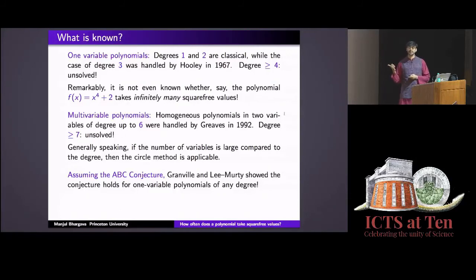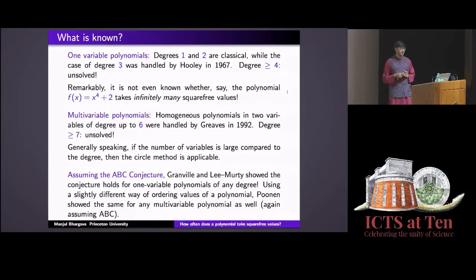For example, it does tell you for one variable polynomials that a one variable polynomial takes the correct density of square free values. So the ABC conjecture is very powerful, even though it looks kind of hard to penetrate. It has very, very concrete applications, this being one of them. For one variable polynomials, it tells you the correct density of square free values. So in particular, it not only tells you that x to the 4 plus 2 takes infinitely many square free values, but it tells you the exact proportion of values that are square free.